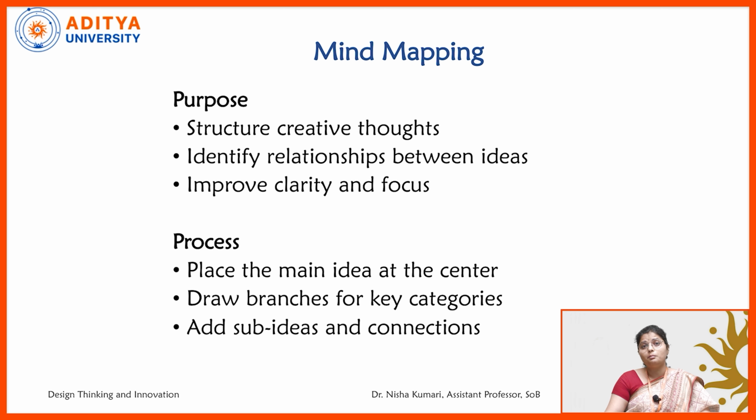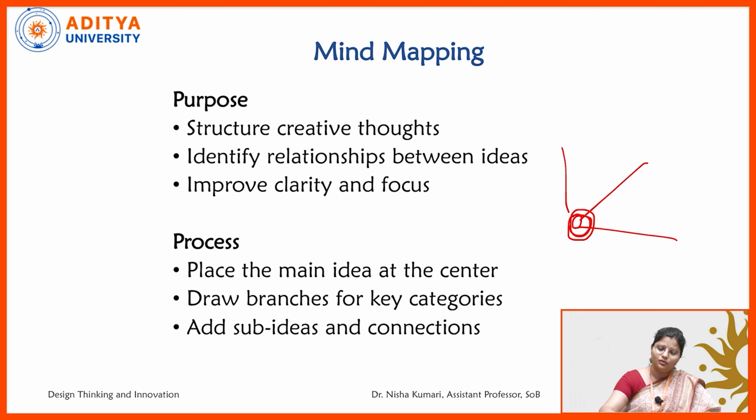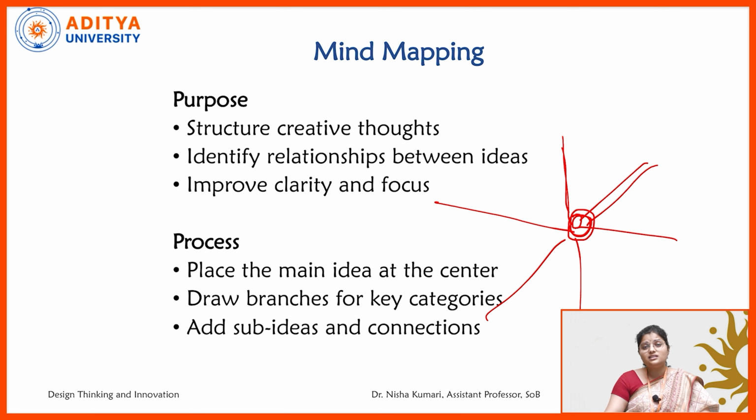Then the second one is mind mapping. In mind mapping, what happens? They are going to put the one main idea in between, and then they are going to create some sub branches to achieve or to implement that particular idea, the final output they thought to create.